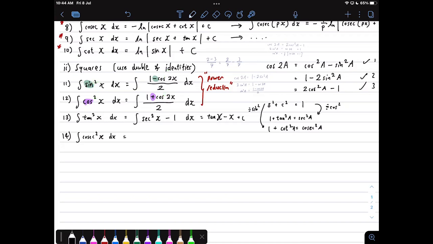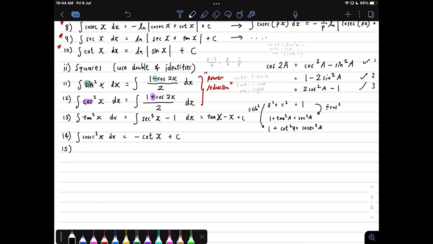Okay, moving on. Cosecant square, how to deal with it? This one you must remember, it is negative cotangent of x plus c. This one no choice, really must memorize. I went through one of them just now, that was x over 2. I think I went through it during the lesson just now.